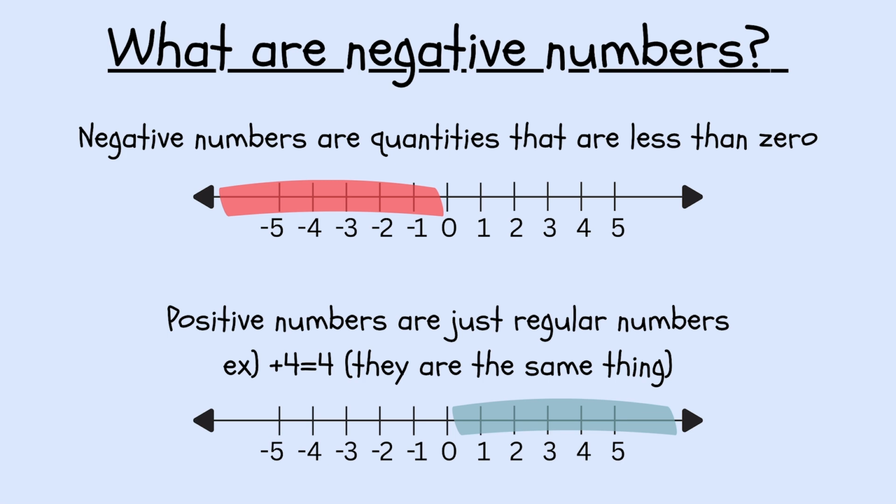Positive numbers are just regular numbers. For example, we have plus 4 is equal to 4. They're considered the same thing and they're towards the right side of 0 in the number line.